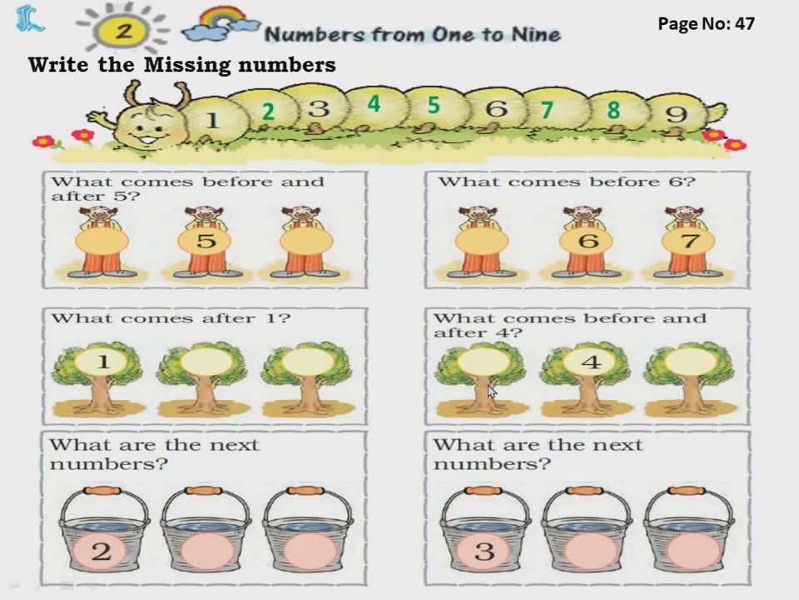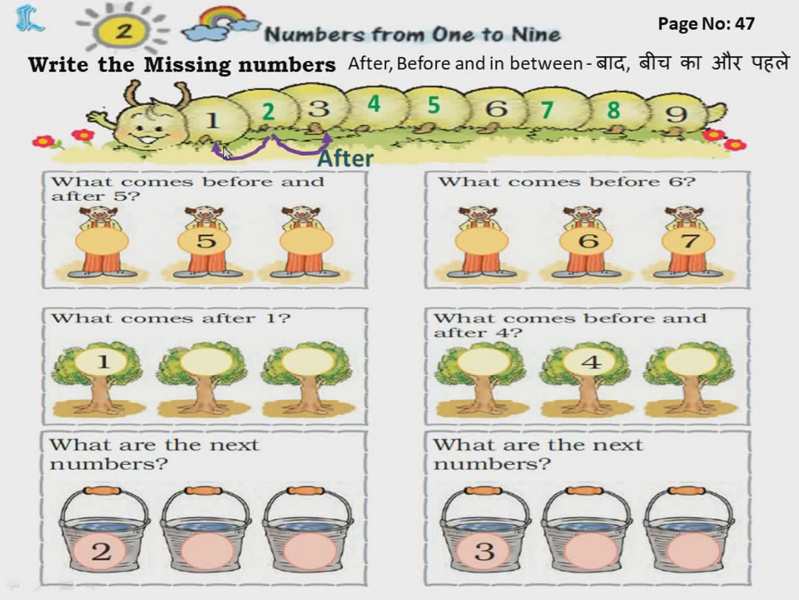Now the next one. Before doing this, a small concept you have to learn, that is after, before and in between numbers, children. So all these are numbers, yes or no? If I ask after 2 what comes, means 2 के बाद क्या आता है? After 2 means बाद में. After 2 which number is coming, children? 3. So that is called the after number. And if I ask before 2 what comes, means पहले, 2 से पहले कौन सा number है? This is called before. That is 1.